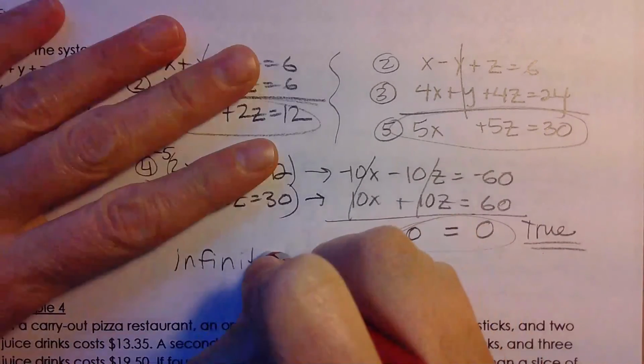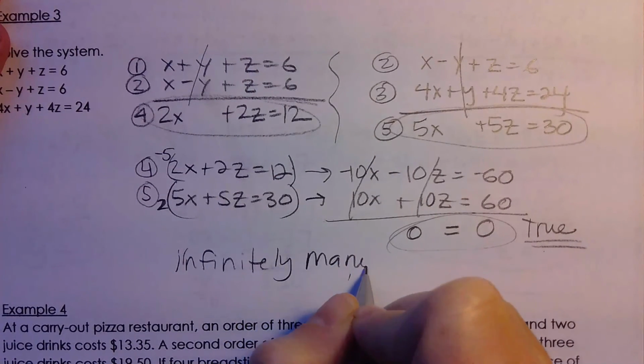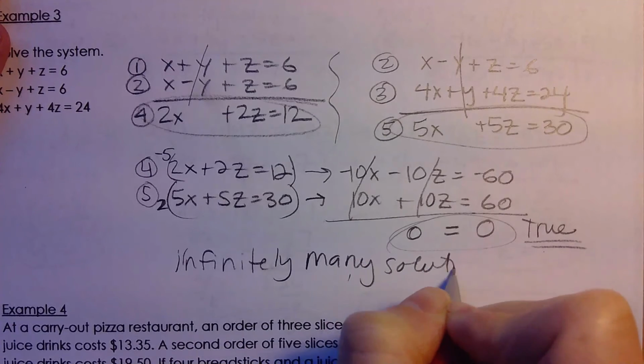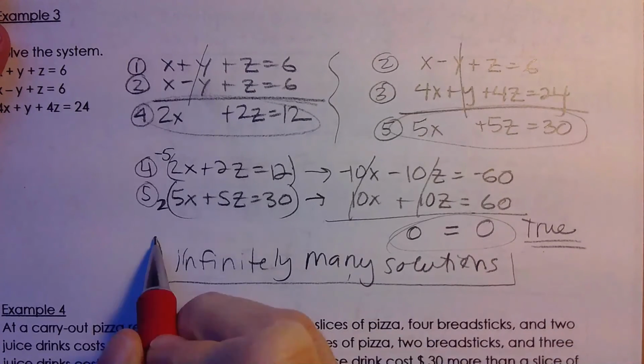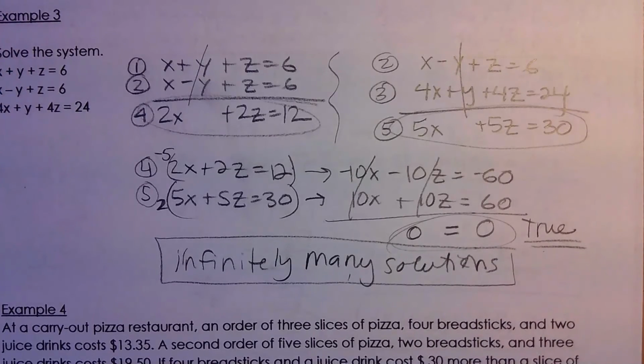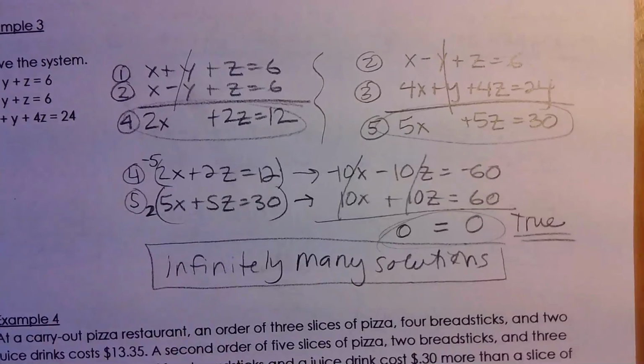Infinitely many solutions. So this is that picture. I don't know if you remember the pictures from our book where all planes intersect along a line. Since the planes go on forever, so does the line of intersection, which is why there's infinitely many solutions.